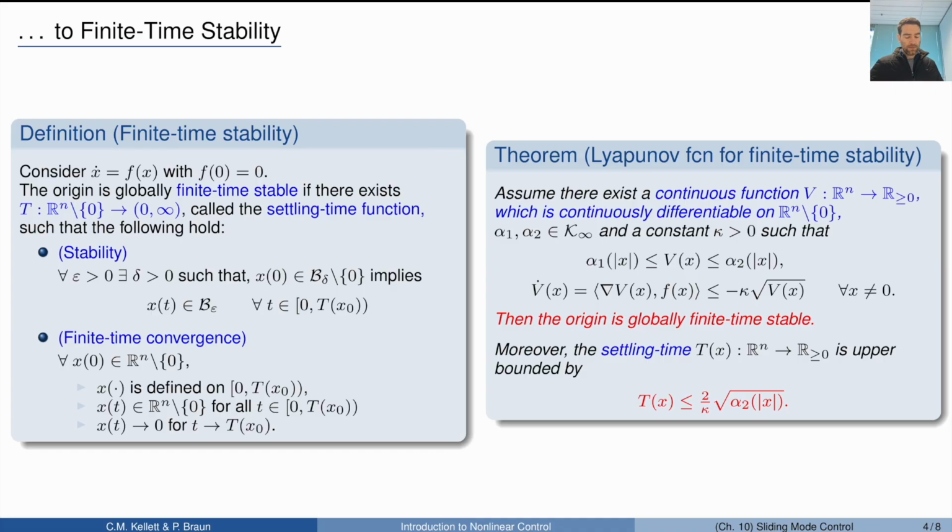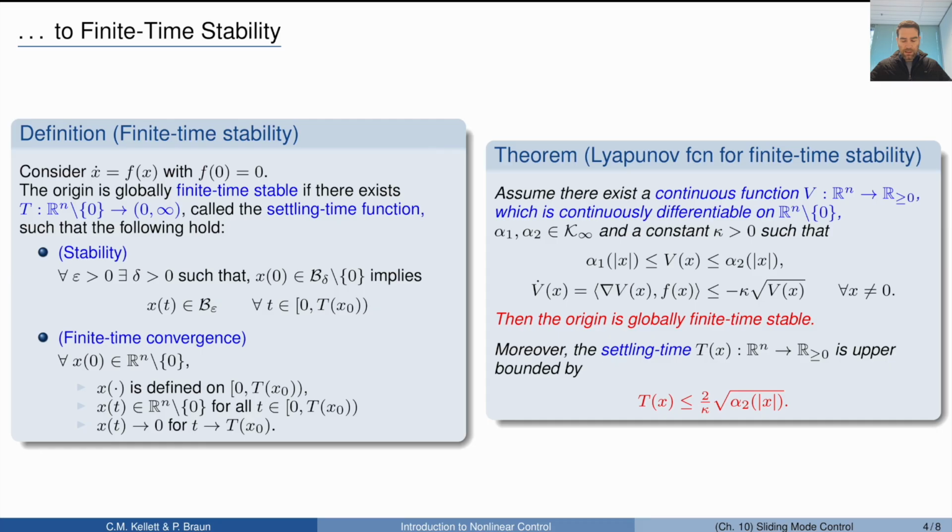And then in addition to that, we need finite time convergence, meaning, since we here look at global properties for all x excluding the origin, the solution needs to be defined on this interval 0 to T of x0. x of t needs to be unequal to 0 for all t in this interval, but then if we let t go to this value T of x0, then x of t needs to converge to 0.